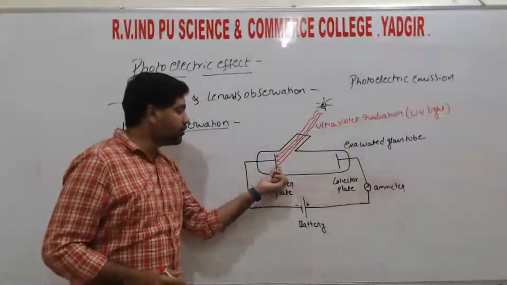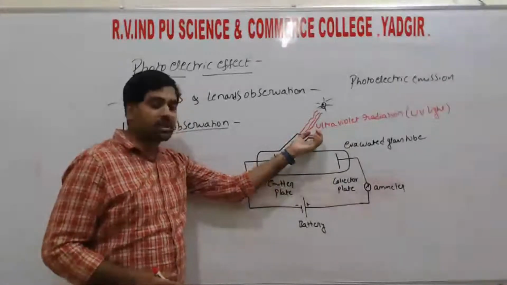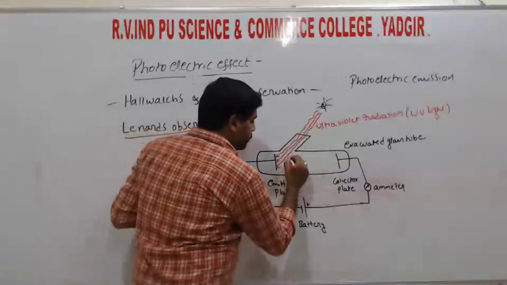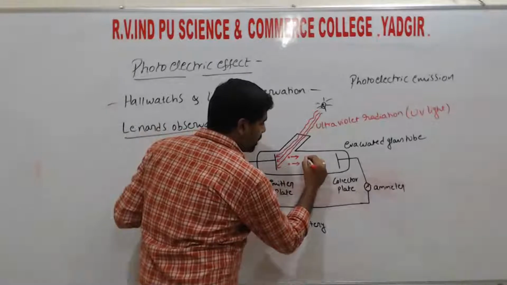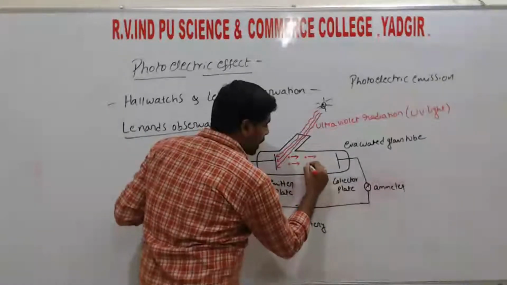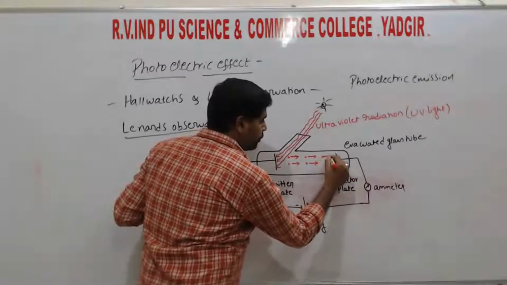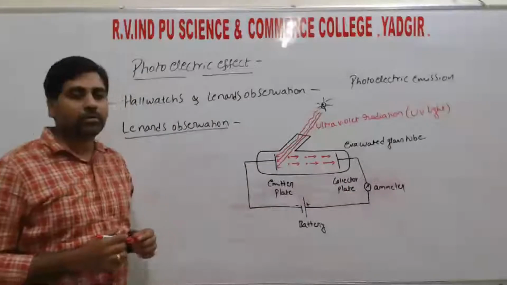then what happens here means the electrons in this plate acquire the energy from this sunlight and the electrons are emitted, right? So the electrons are emitted and these electrons are attracted by the collector plate, right?